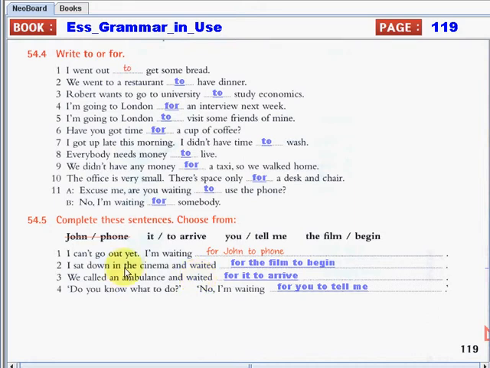Okay, and let's go now with number 4. Do you know what to do? No, I'm waiting blank. Okay, so again, as I said, we should put the word for to indicate the purpose or the aim of this sentence. So for you to tell me. Okay, so the word to and then tell.